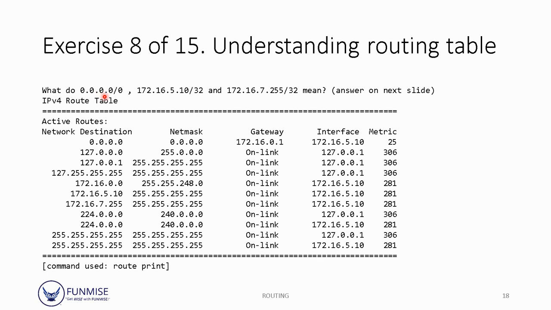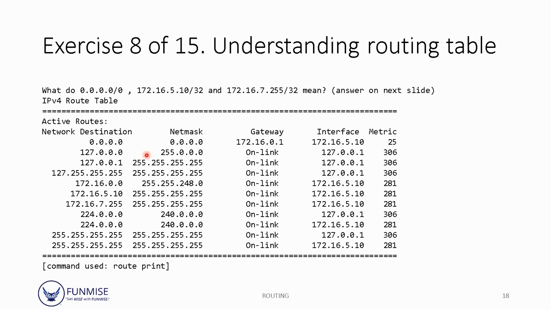What do 0.0.0.0/0, 172.16.5.10/32 and 172.16.7.255/32 mean? That's referring to this network destination with this net mask, which is considered /0 because, as you'll note, no bits are turned on here.